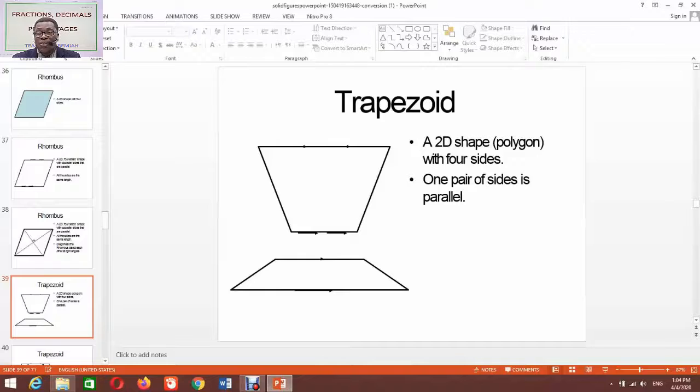Then trapezoid. The shape on the screen represents a trapezoid. A trapezoid is a 2D shape or polygon with 4 sides. One pair of sides is parallel.